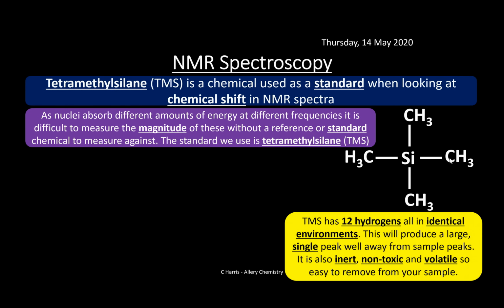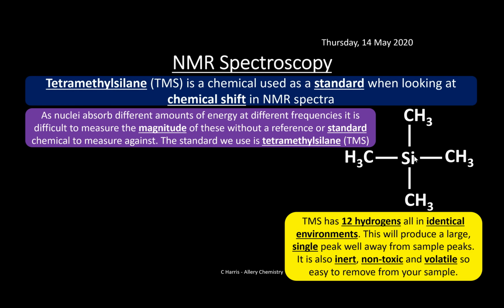So tetramethylsilane has this structure. We've got a silicon atom in the middle here, and we've got methyl groups around it. Hence the word tetra, meaning 4, methyl, because we've got methyl groups, and silane, with the silicon in the middle. So TMS has 12 hydrogens, all in identical environments, and this will produce a really large single peak, well away from other sample peaks. The good thing about TMS is that it's inert, it's non-toxic, and it's volatile, so we can remove it from our sample.